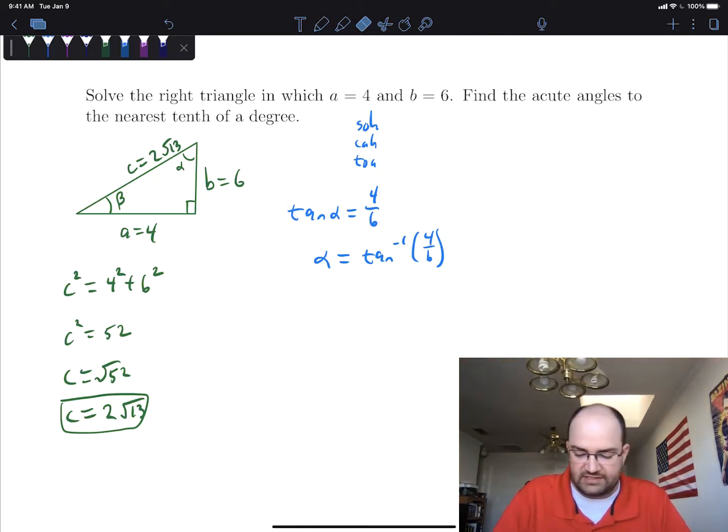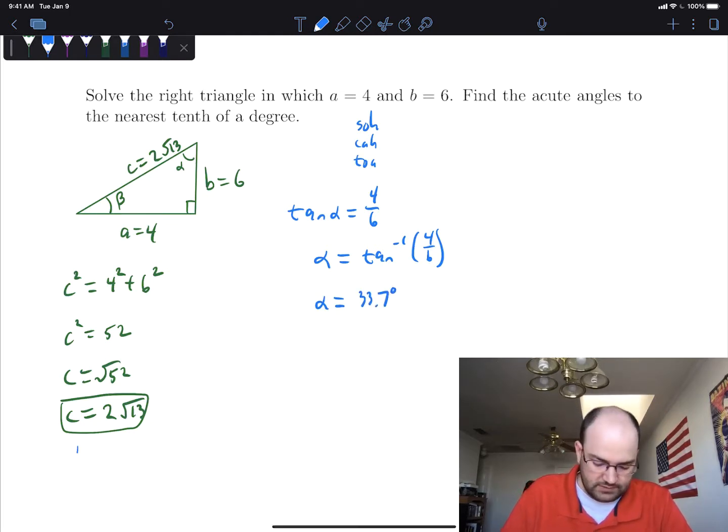Now, the reason I say it's not exactly like that is it kind of depends. And it really does depend. But alpha is going to be the inverse tangent of 4 over 6. And then just take your calculator and do inverse tangent of 4 over 6. Make sure that you're in degrees. And then you get a value. Now, I'm going to go ahead and round this immediately. So alpha here is going to be 33.7 degrees. Awesome. So there you go.